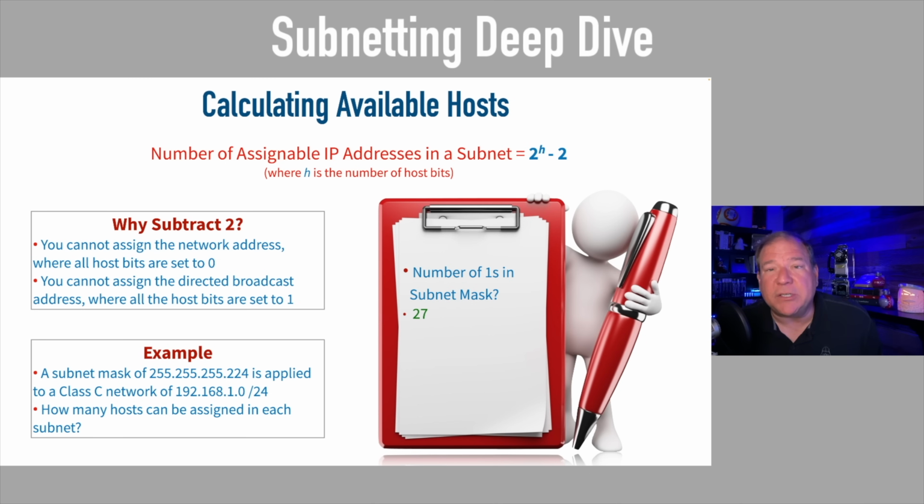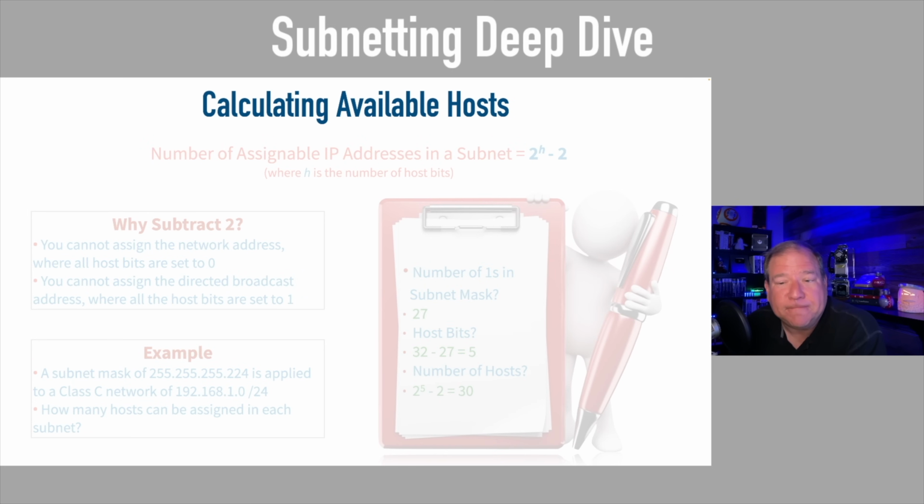If I've got a /27 subnet mask and we've got a 32-bit address, 32 minus 27 gives me 5 host bits. What is 2 raised to the power of 5? It's 32, but we have to subtract 2. That's going to give us 30. So we can have 30 hosts per subnet.